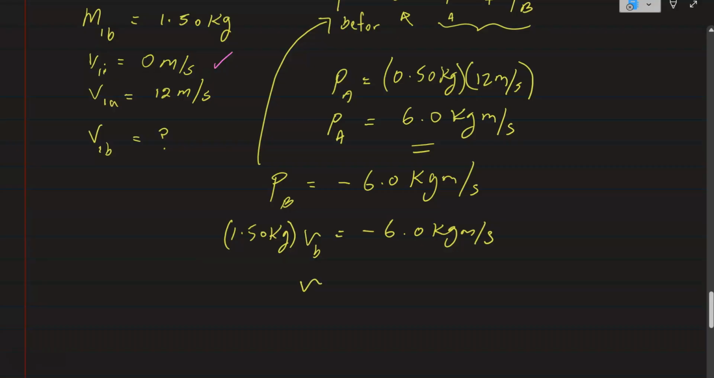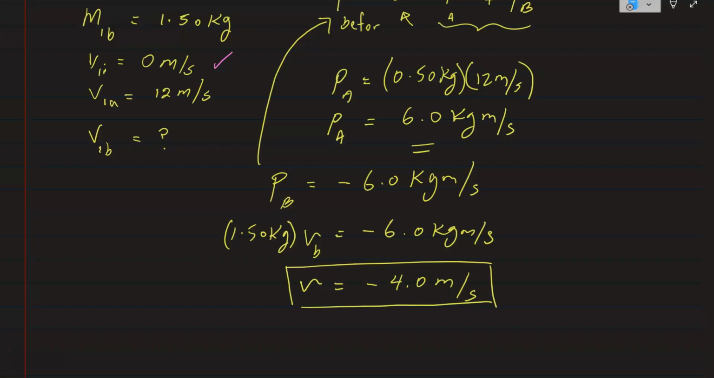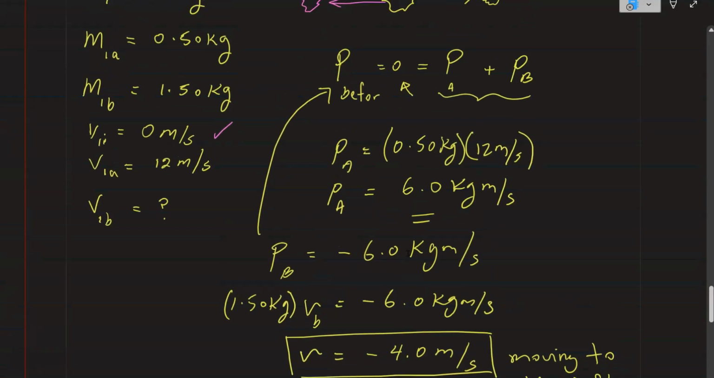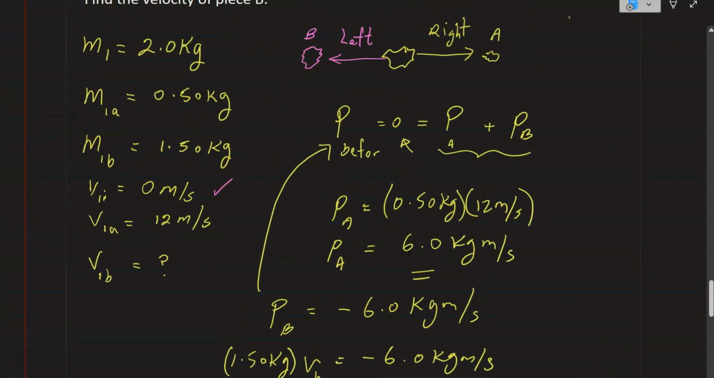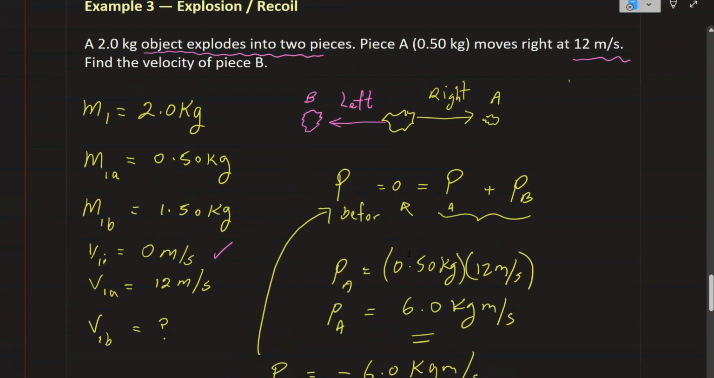So velocity now will become negative 4.0 meters per second, and notice that what that means is the direction. That means moving to the left. And that's what that shows. And this is the very proof of the fact that momentum is a vector.